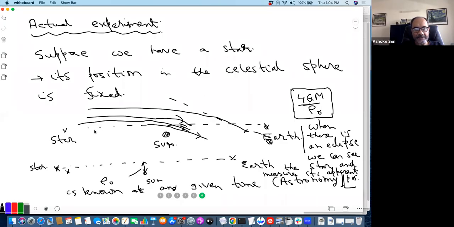Imagine that there is some other fixed mass distribution which also causes a bending. But that's a fixed bending which is there whether the sun is on the path or not. That will just cancel out in this inference.